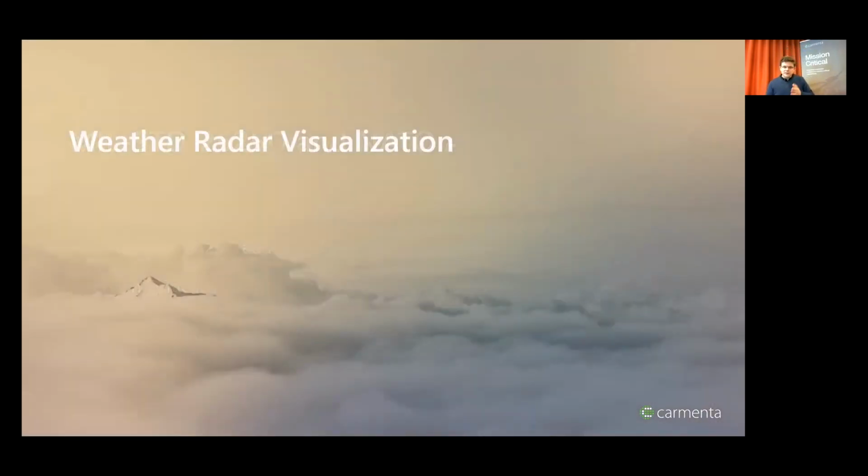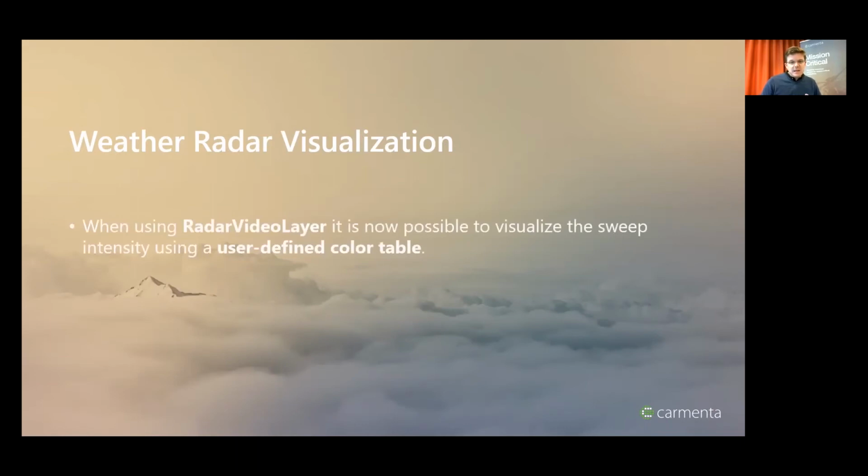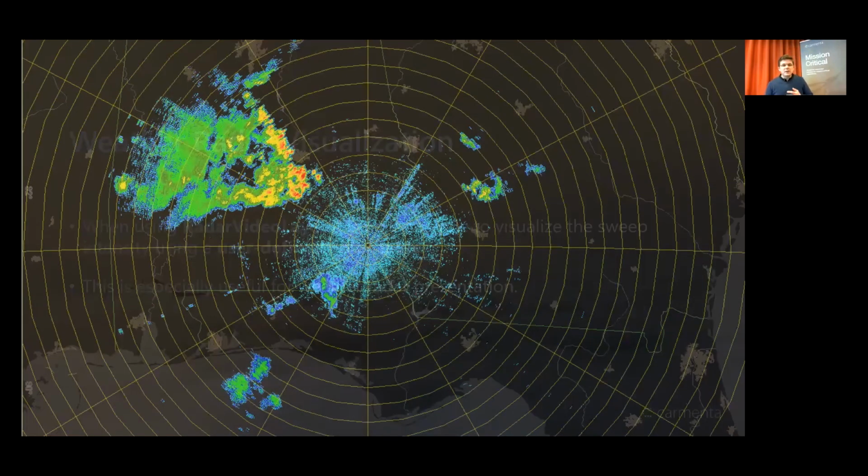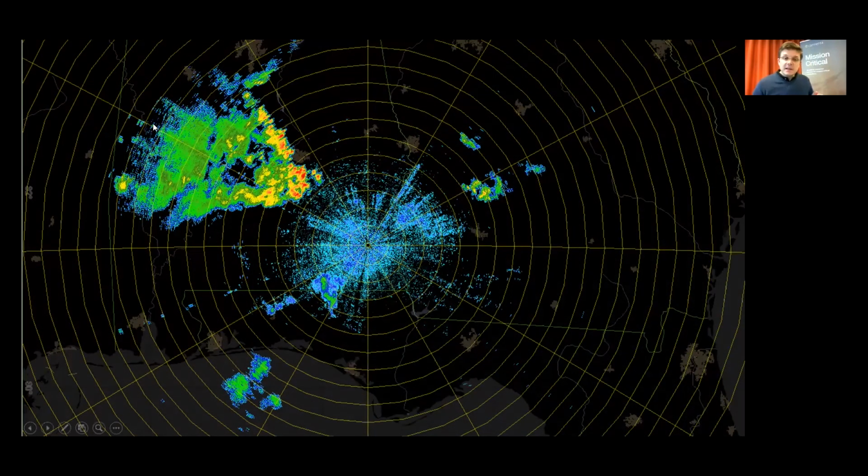Another new feature concerns our support for visualizing raw radar data with the radar video layer. We've added support for supplying a custom or user-defined color table to the radar video. And this is commonly used when presenting data from a weather radar. Here's an example from a little sample app we built internally at Carmenta. It's presenting openly available historical weather data from NOAA, the American Weather Institute.